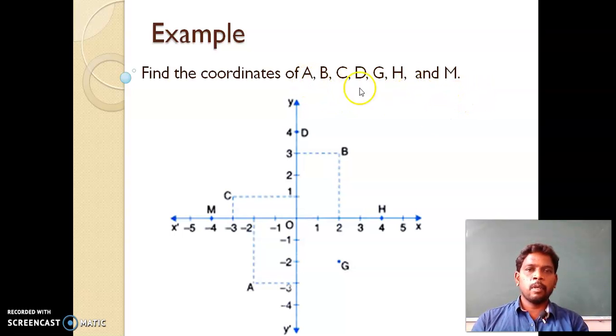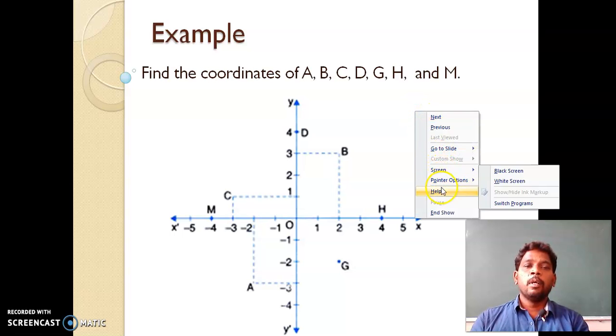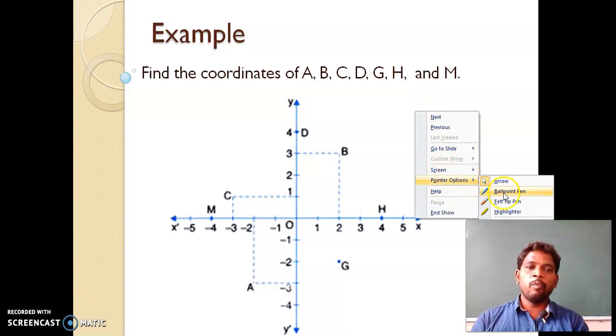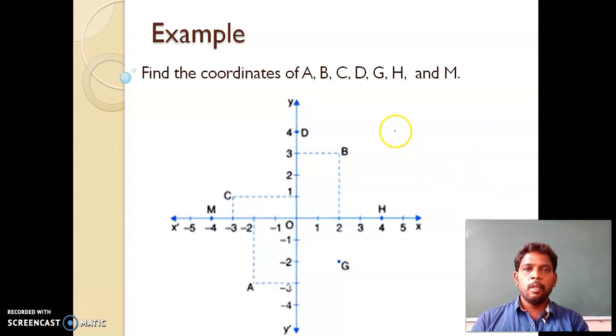So here how many letters are there? So 4, 6, 7 letters are there. So we are going to find out the position of all the letters, okay? So first A. So A is here. A is nothing but the intersection of which lines? So this vertical line and similarly this vertical line, right? So this is the distance from the y-axis and similarly this is the distance from the x-axis.